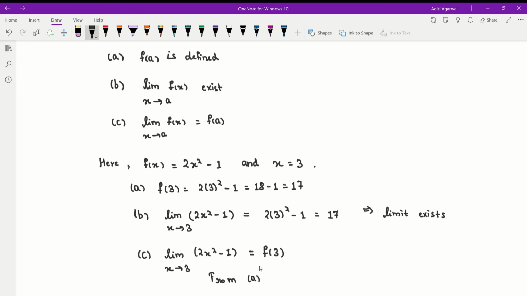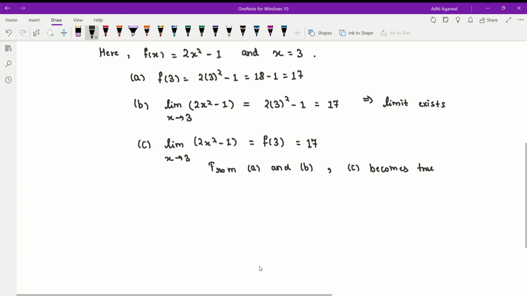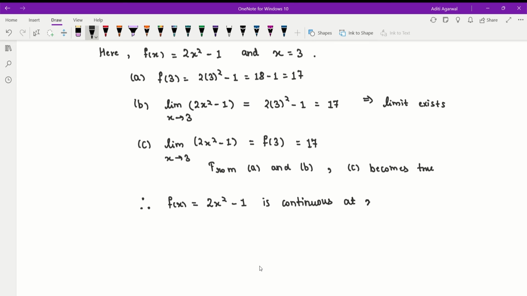We can see that from the parts A and B, the value of the limit as x tends to 3 for the function is equal to the value of the function, that is equal to 17. So from A and B, C becomes true. Thus, we can conclude that the function f of x equals 2x square minus 1 is continuous at the point x equals 3.